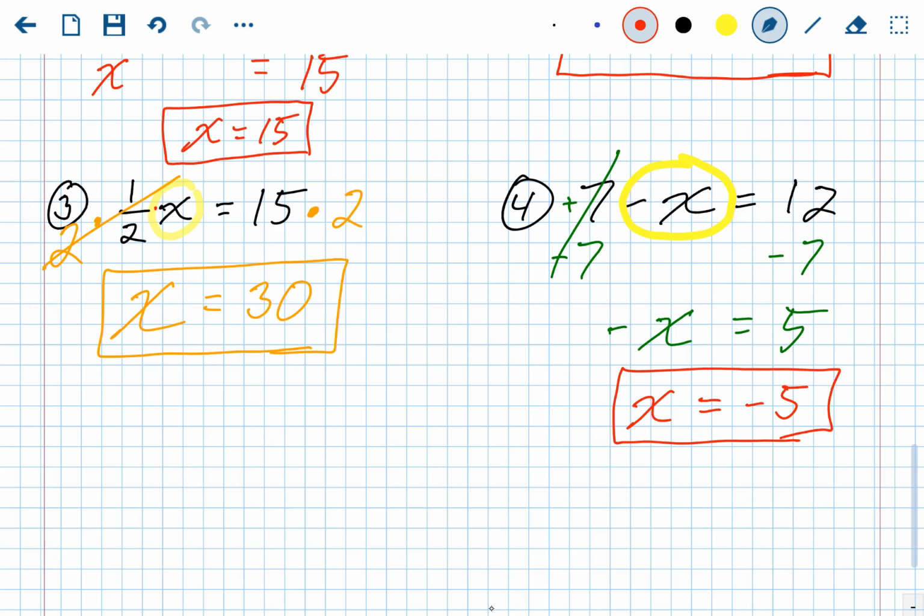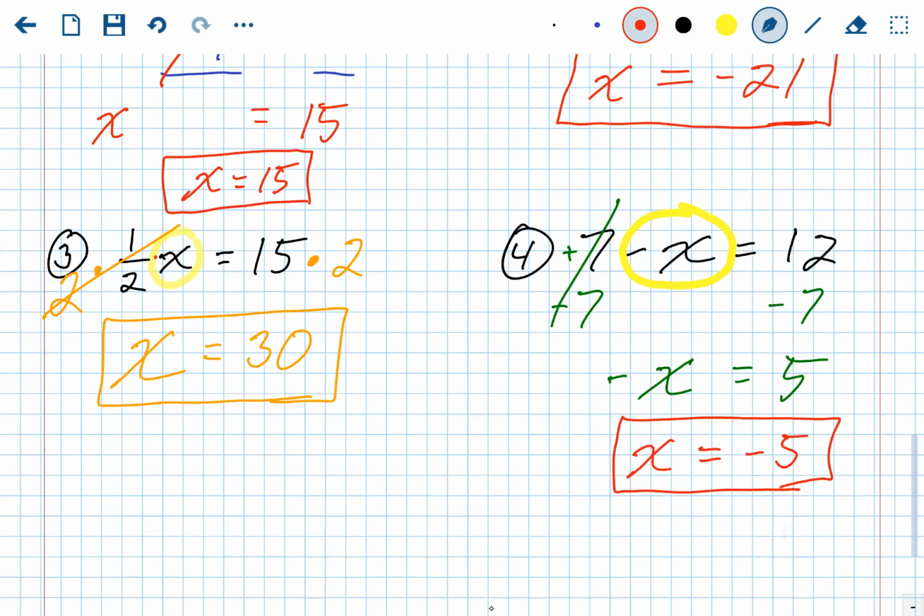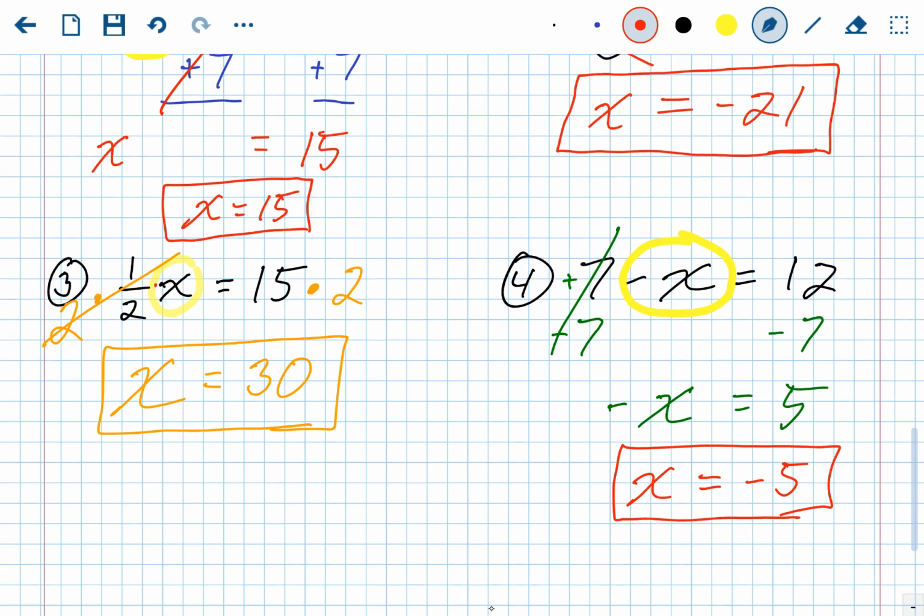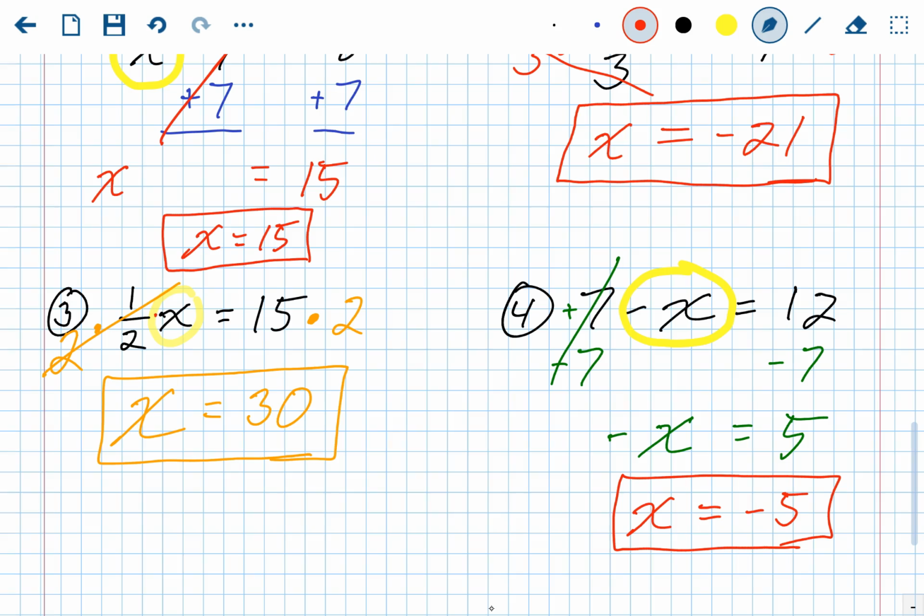Now if that was a -5 to begin with, it would become positive. So whatever is the opposite of it. Alright, so those are 1 steps. You can figure out what operation is being done and do the opposite. Make sure you do it to both sides. And you should be left with x equals a number, or whatever variable equals a number.